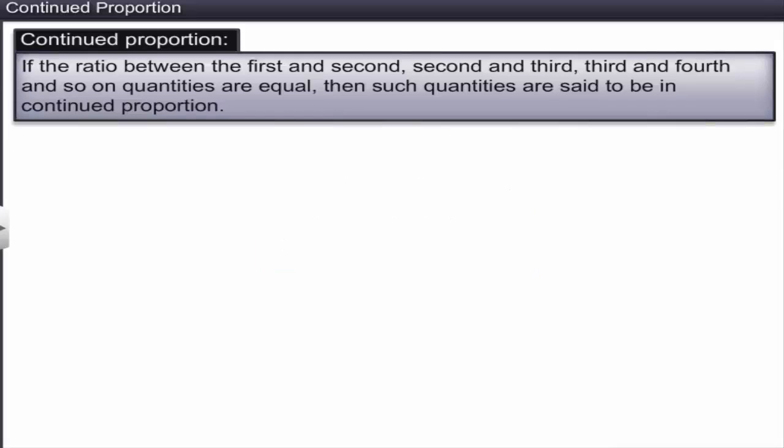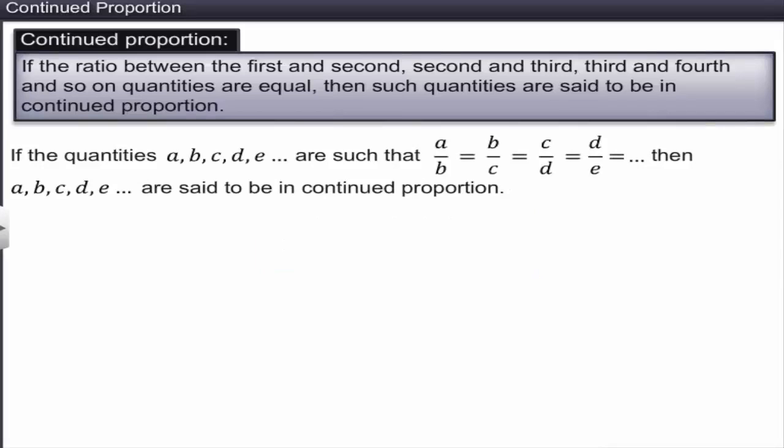For example, the quantities A, B, C, D, E, and so on are said to be in continued proportion if A upon B is equal to B upon C is equal to C upon D is equal to D upon E, and so on. If three quantities A, B, and C are in continued proportion, then A divided by B is equal to B divided by C.